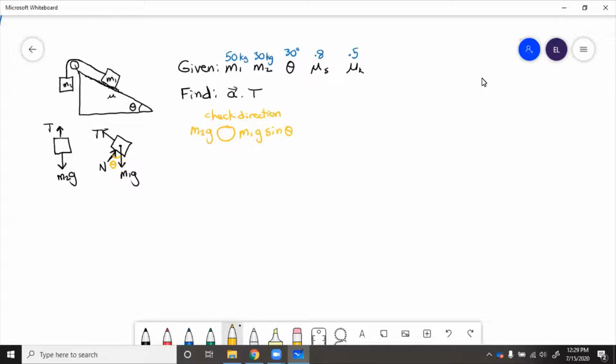So then if we compare these, we know that the g's cancel, so we will compare 30 to 50 sine of 30, which is 25. 30 is greater than 25. So that means that M2 pulls harder than M1. So direction of motion is going to be down.